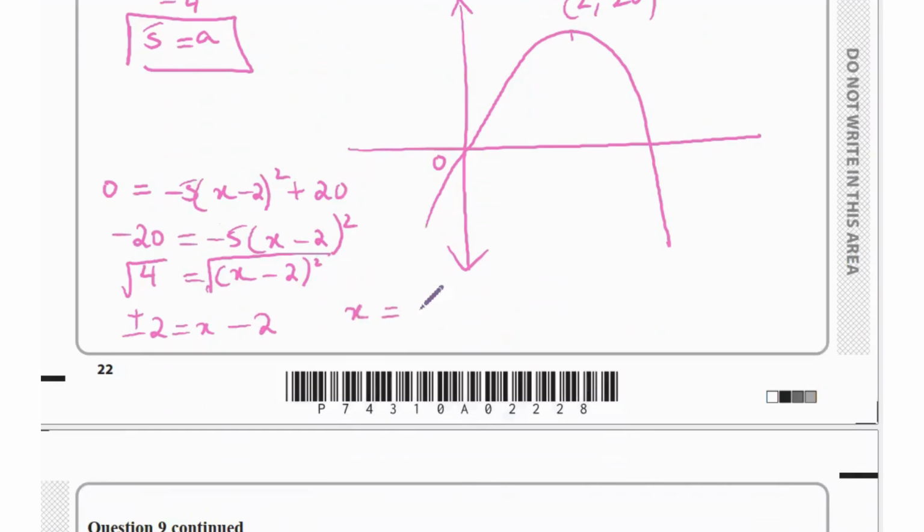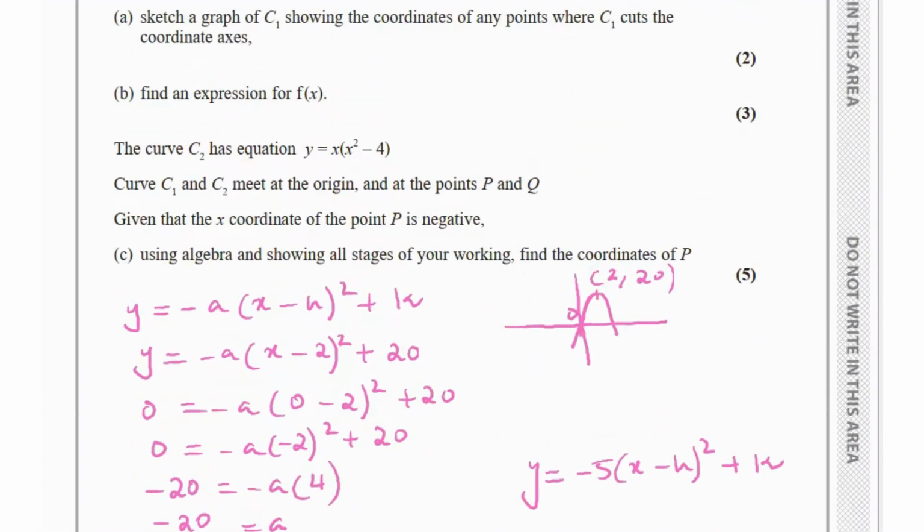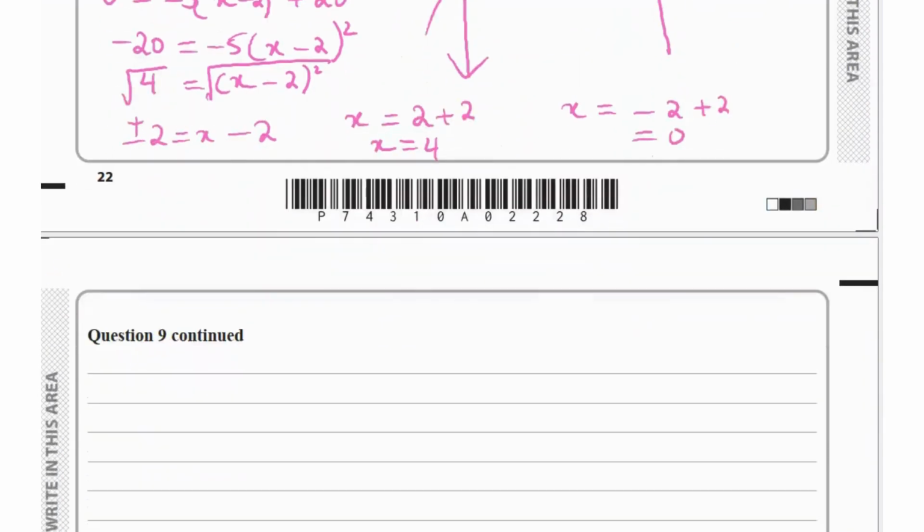That's plus minus 2 equals x minus 2. So x equals 2 plus 2, which is 4. That is the other intercept. Because the other one is negative 2 plus 2, that's going to be 0. We already have that. So the other x-intercept is x equals 4. So this is your graph. Then, final expression for f of x, we already did that. That's going to be f of x equals negative 5 times (x minus 2) whole squared plus 20. That is your expression.